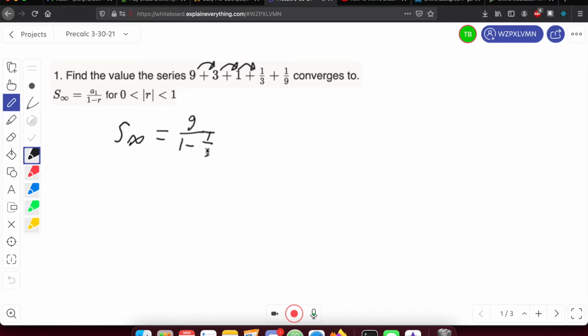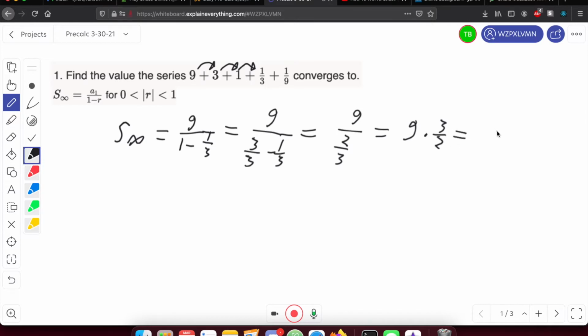So we can rewrite that here. This is equal to 9 over 3/3 minus 1/3, because 1 can be written as 3/3, which is also equal to 9 over 2/3, which can be rewritten as 9 times 3/2, if you remember your fraction rules, which is equal to 27 over 2.